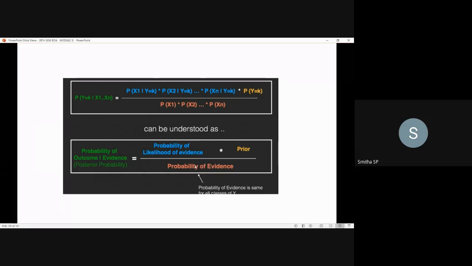This is known by training on the data sets by filtering the records. So how do you get this? The likelihood of evidence you get by training on the data sets, by filtering the records. By taking an example, we'll see how we compute the posterior probability.